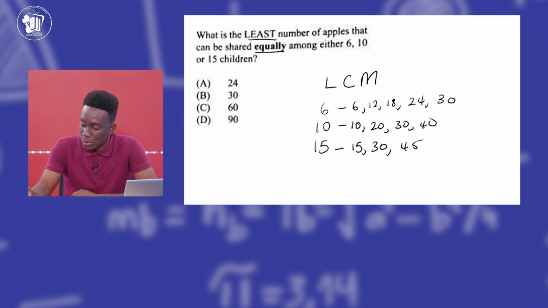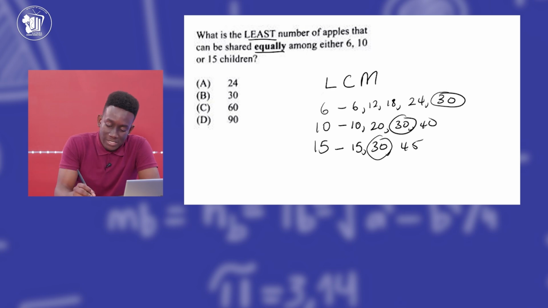So we see the lowest common multiple here would be: we have 30 here, we have 30 here, and we have 30 here. We have 15 here, which is lower than 30, but that is not in any other. We have 20 here as well, but that is not in any other. And so the lowest common multiple would be 30. So the answer here is B, 30.